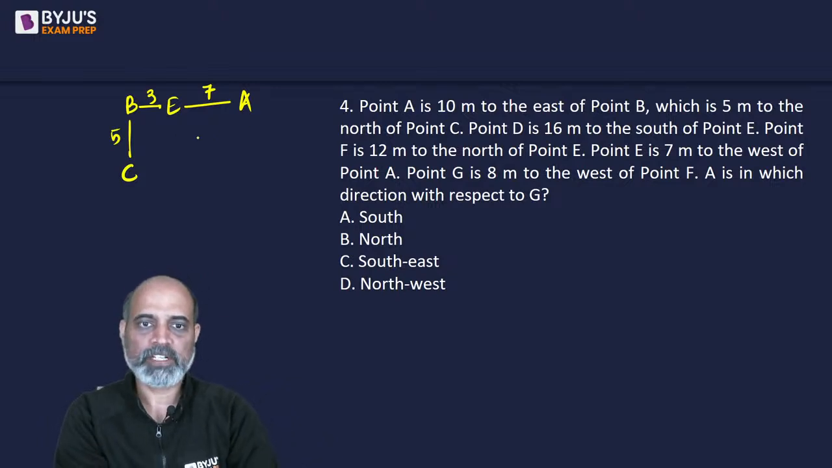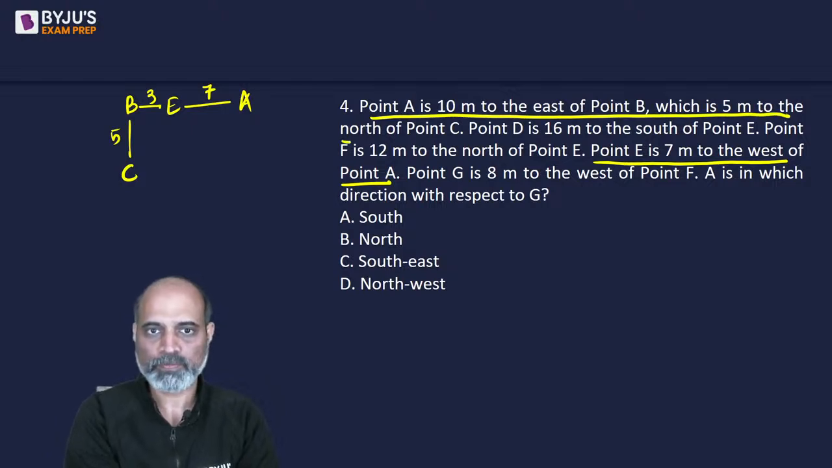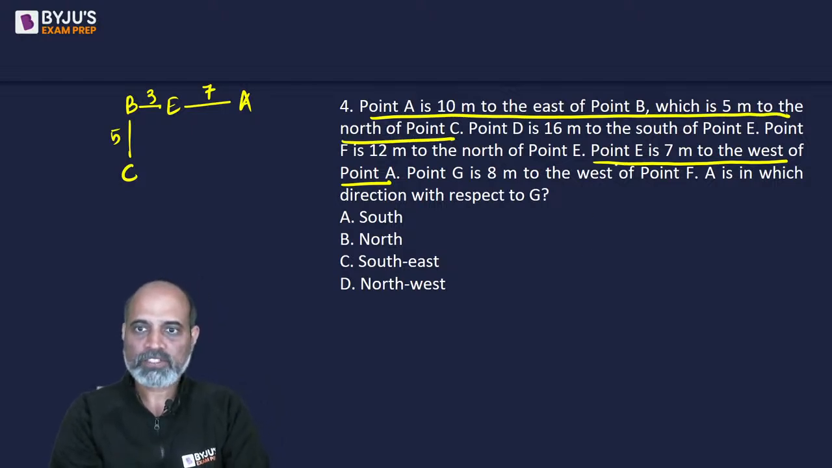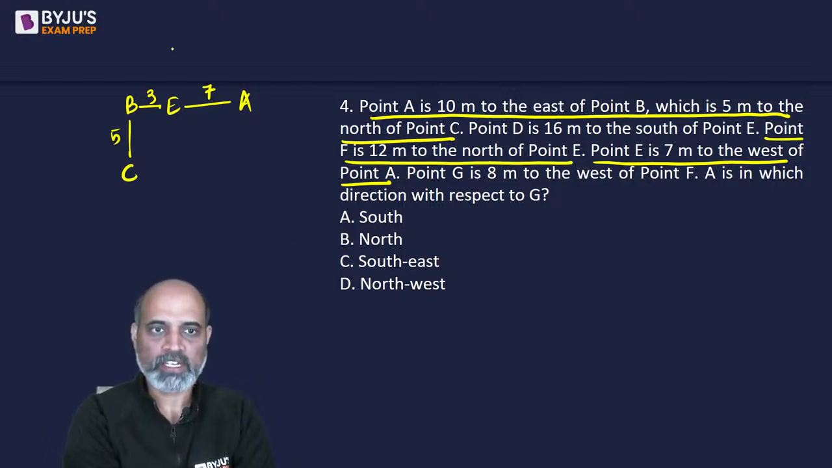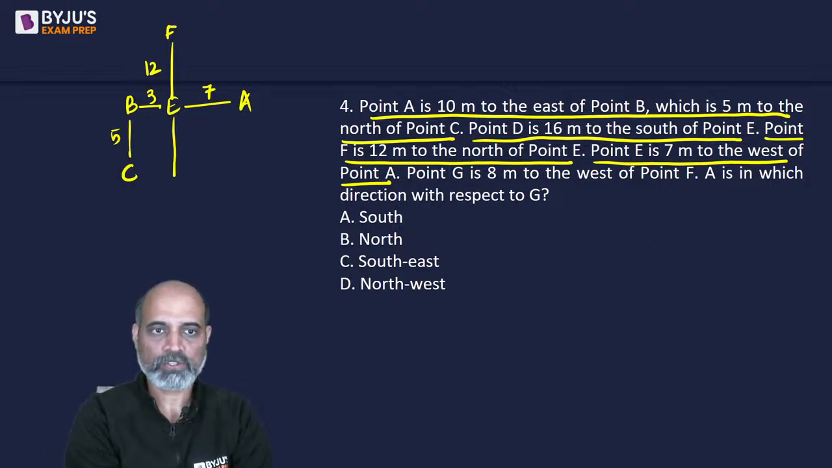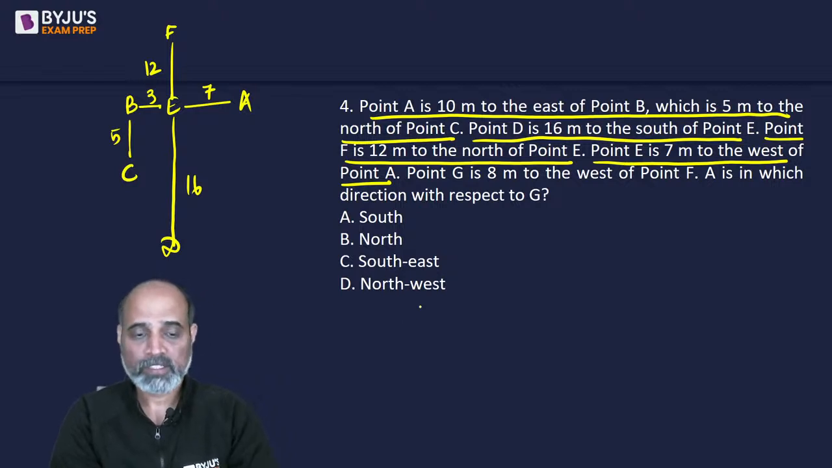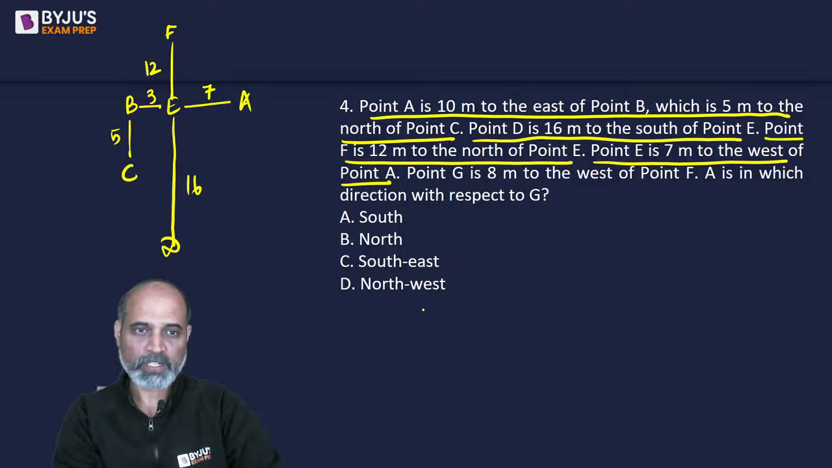E is 7 meters to the west of point A. So this is the statement we have looked into. Next, point F is 12 meters to the north of point E. So we have 12 meters to the north of point E, we have is F. Point D is 16 meters to the south of point E. So 16 meters will be a lot. So this is where D is. I hope it is visible. Chalo, bilkul mere sar ke upar hai.